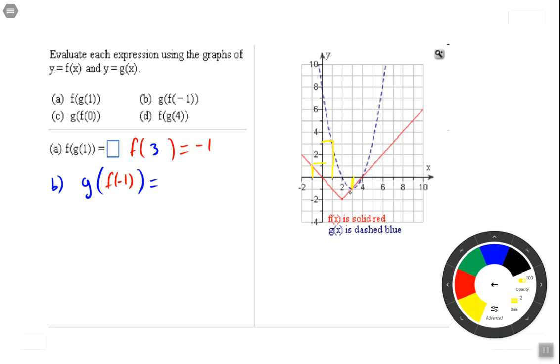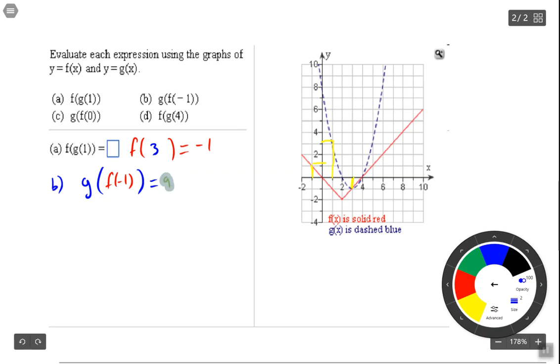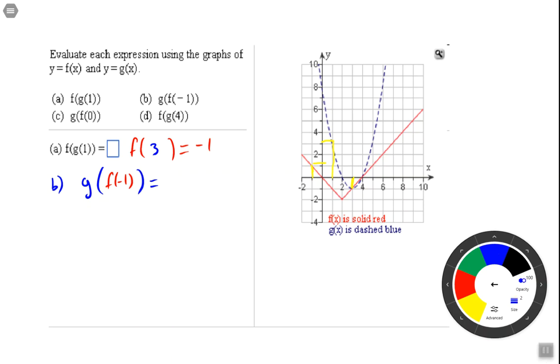Go to the red graph, go to -1 for X, go up to Y. What's the Y value? 1. So now I have G. Wait, what? You need to pay attention. I am. Okay, so on the red graph, did we go to -1 and find that the Y is 1? So we're going to take out the F of -1 and put in 1.